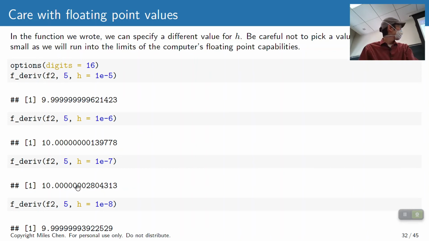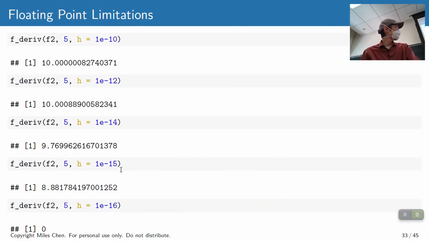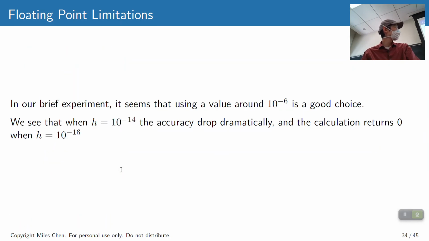So you have to keep in mind some of these things. We're not dealing with real numbers. We're dealing with floating point numbers, which have a limited number of places of accuracy that we can represent.